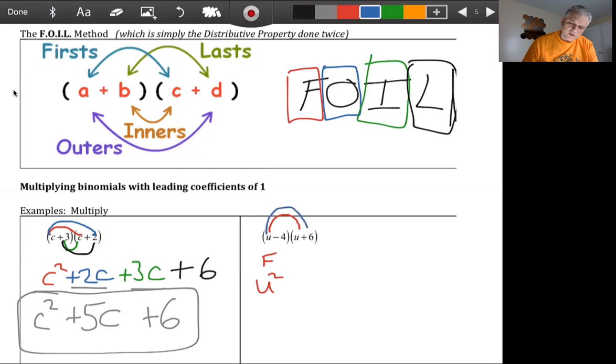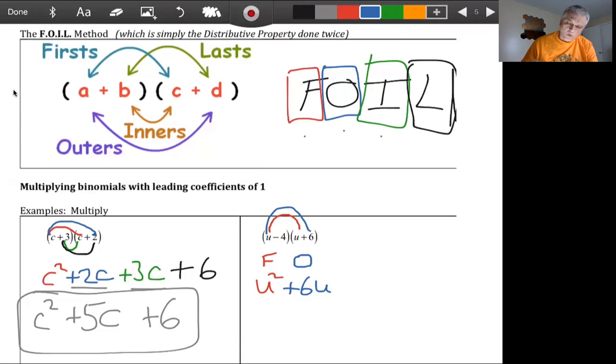That u also must be multiplied by the plus 6. Okay, so if I multiply the u by the plus 6, that would be plus 6u. Notice that u and the plus 6 are the outer terms in FOIL. So we've done the F, we've done the O. Now we've got to do the I.